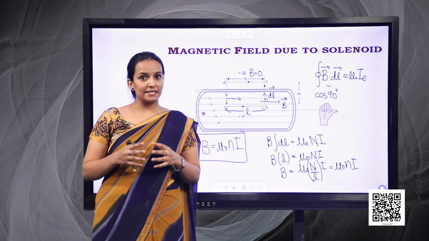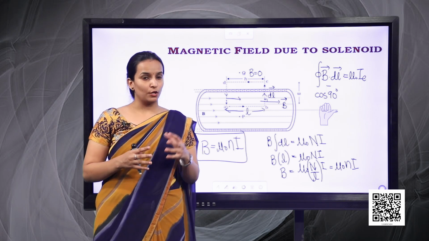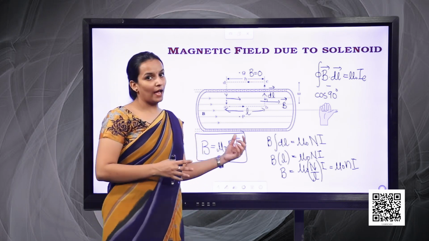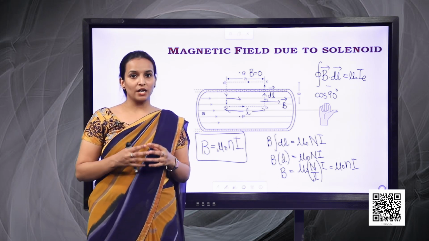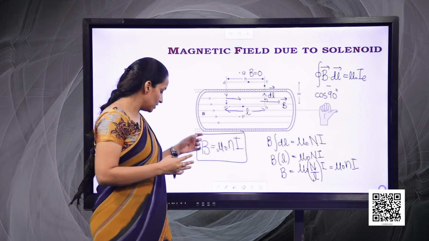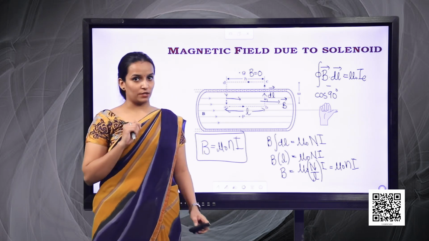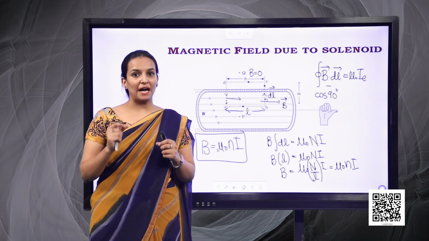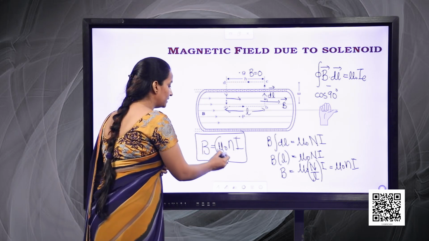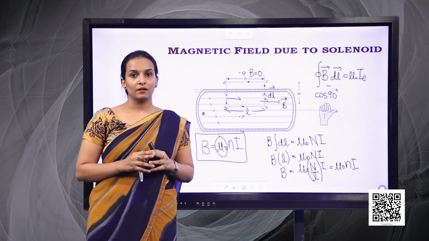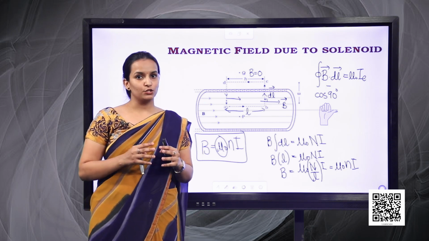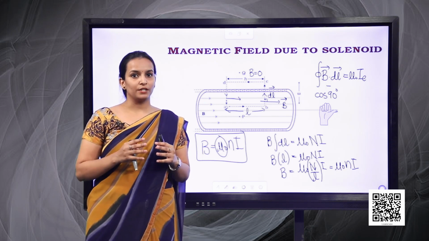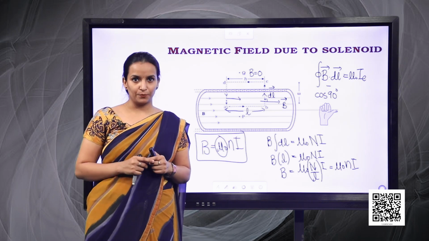Here we can see that B depends on mu naught, n and I. Will this B change if a soft iron core is inserted in the solenoid? Of course, as B depends on the magnetic permeability of the medium. So, this is how we can calculate the magnetic field due to a long solenoid using Ampere's circuital law.